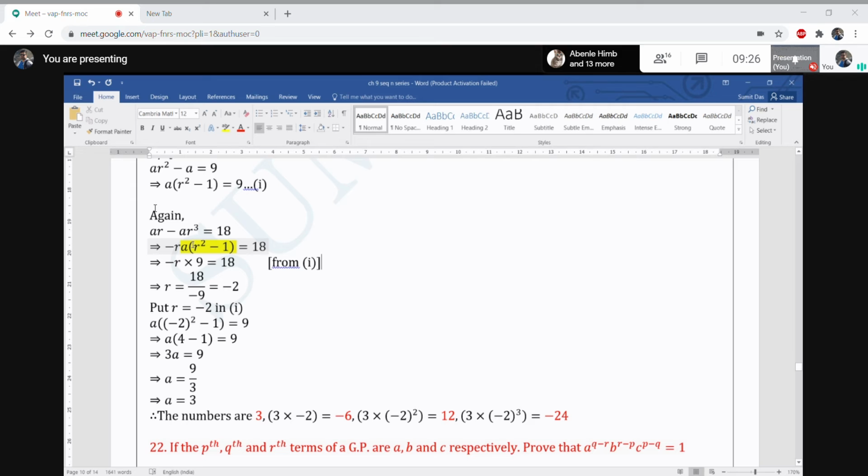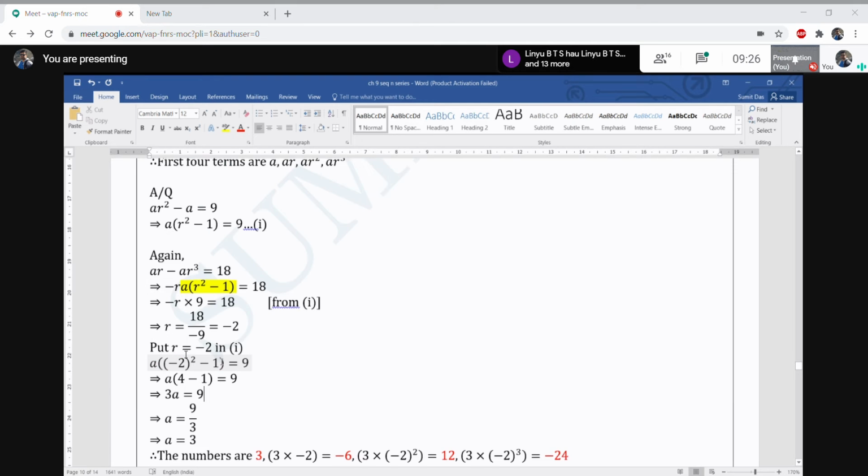Why am I writing it like ra? Because this yellow color part, we can see this is 9. So I just want to replace this a(r square minus 1) with 9 so that we will get the value of r. Understood? So a(r square minus 1) I'm putting as 9, so the r value we got is minus 2. Now if you put r equal to minus 2 in equation 1, we will get a equal to 3.